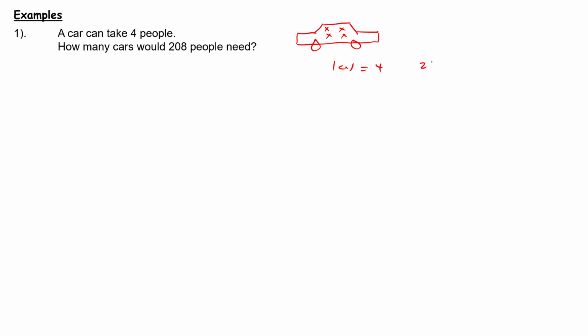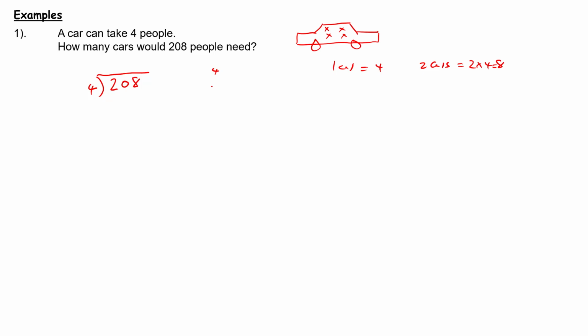2 cars would be 2 times 4. So 208 people, to find that I'm going to have to divide 208 by 4. So I do 208 divided by 4 to find out how many cars I would need to take.